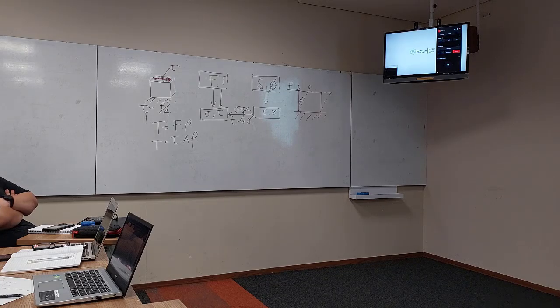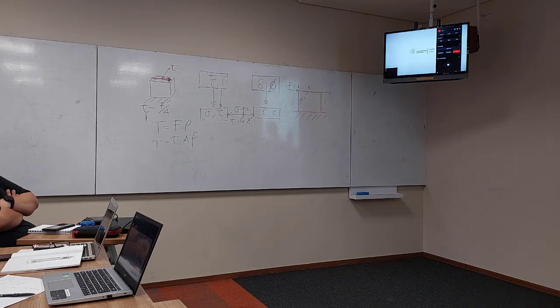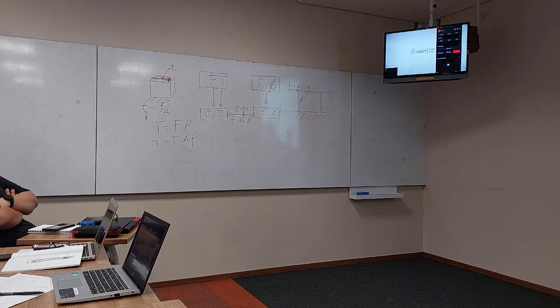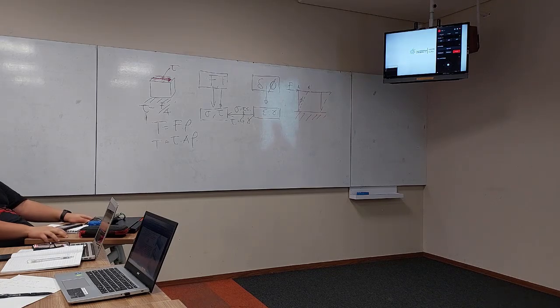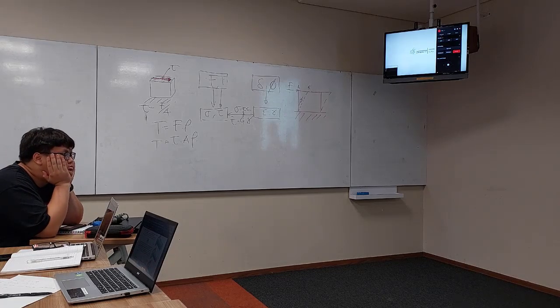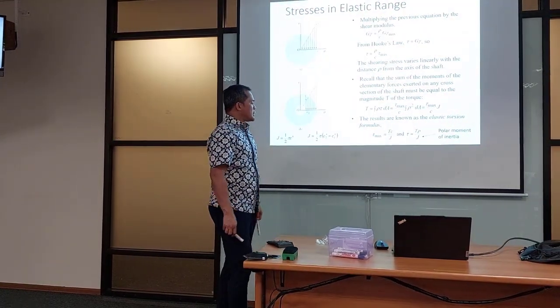If you then replace the tau here, you will have this equation. Rho over C tau max will replace this. So you will have T equal to tau max over C times the integration of rho square dA. This rho square dA is called the polar moment of inertia. J is the polar moment of inertia.